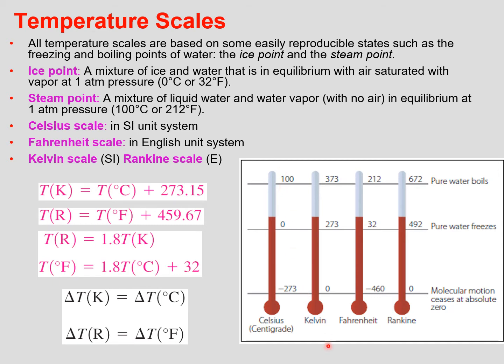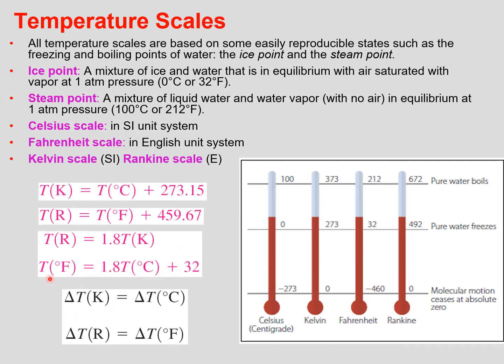There are two other scales, the Kelvin scale and the Rankine scale. These are the absolute scales. And so they're defined to be, the Kelvin scale is Celsius plus 273.15. We typically just round this to 273. The Rankine scale is equal to the Fahrenheit temperature plus 459.67. We usually just round this to 460.